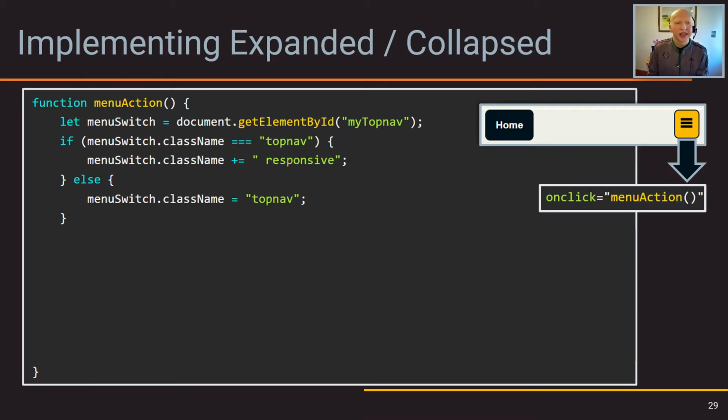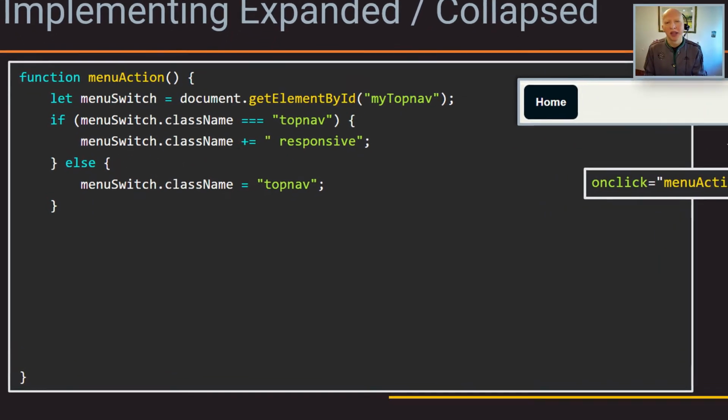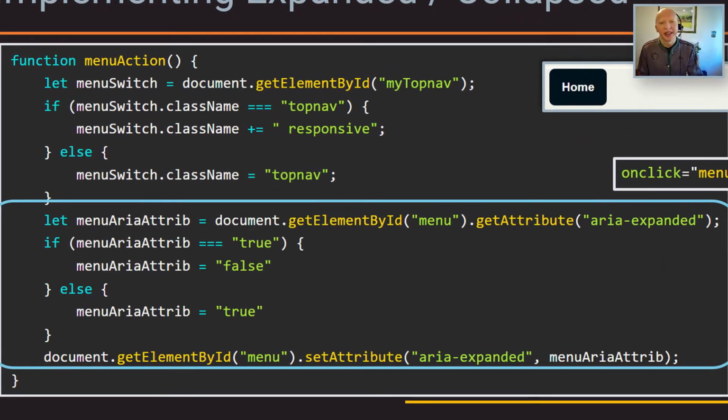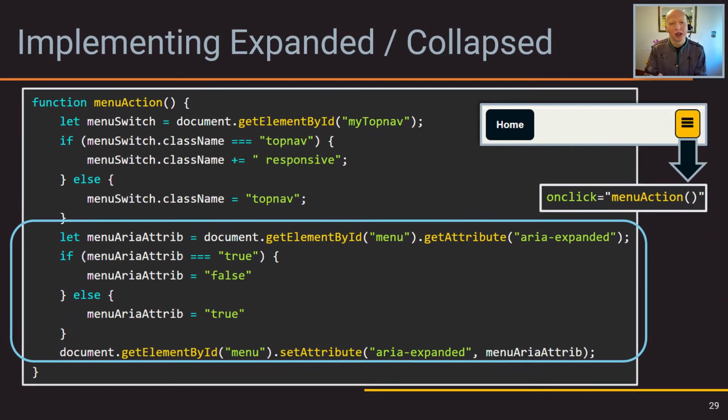Originally, it was to change a CSS class that would reveal the menu items. I've added a few lines in the same vein that would change the value of the ARIA expanded attribute from false, meaning it's collapsed, to true, meaning it is expanded. Now, this is really simple because I don't need to know what the original value was. I just assume that whenever the button is selected, we're going to toggle between one or the other.